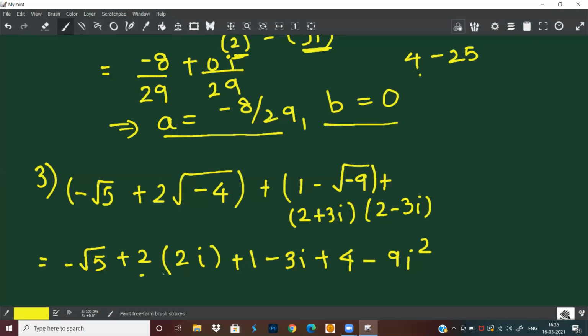So these are the terms with I, A and A. Nine I squared, this is going to be -1. So -1 into -9 will be +9. 9 plus 4 is 13. 13 plus 1 is 14. 14 minus √5.